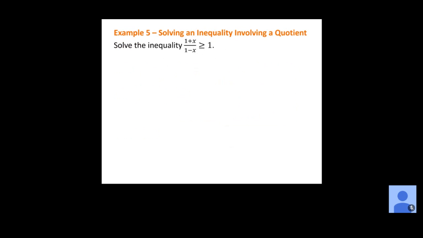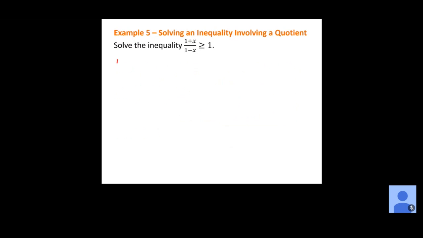All right, so now we have a quotient, right? So we have a rational function, (1 plus x) over (1 minus x), greater than or equal to 1. Now, this is still nonlinear, right? Because we don't just have something that looks polynomial in nature that has an x to the first power. We actually have a quotient. So we're still going to want to move everything to one side, right? So that's going to be our first step.